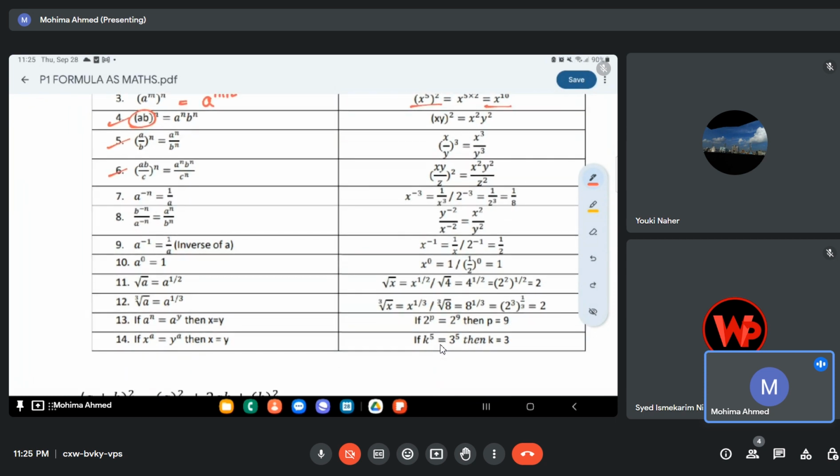Okay. Moving to equation 7, a power minus n. Whenever you have a minus power, it always indicates that it originally belonged to the denominator of a fraction. So that's why you can write 1 divided by a power n. There's actually a typing mistake. It's supposed to be a power n.